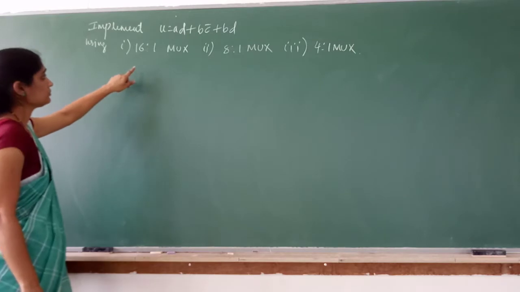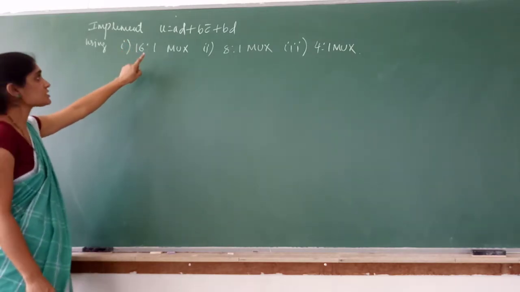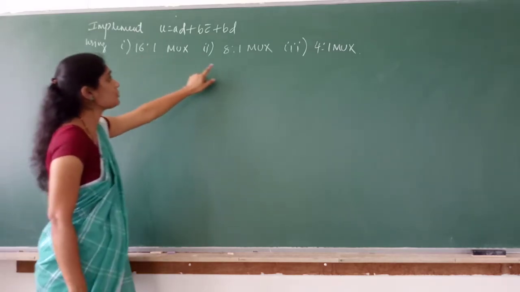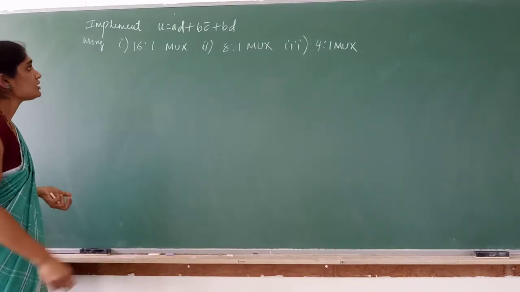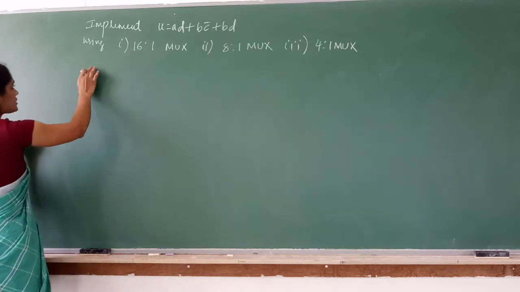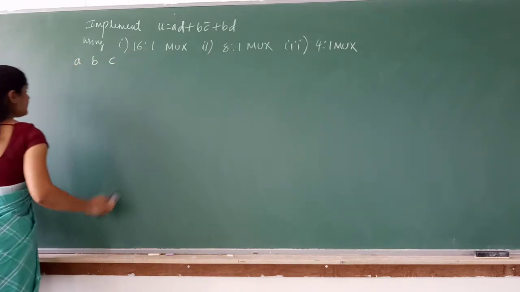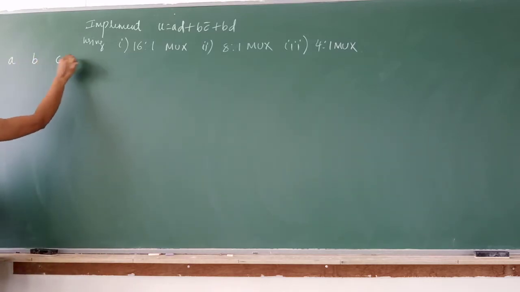Before we implement this function, we must write the min terms for the given function. If we have the min terms, we can try to implement the given function using the following muxes, correct? So first let us write down the min terms for the given function. Min terms means A, B, C, D. First let me write the truth table. So A, B, C, D we have.